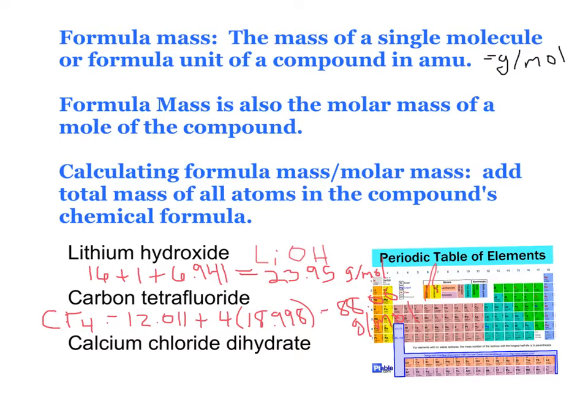So if I had 88.00 grams of carbon tetrafluoride, I would have a mole, which would be a certain number of particles. So Avogadro's number, 6.02 times 10 to the 23rd. And then the last one here, Mr. Ferguson was being kind of mean, I suppose, with the hydrate.